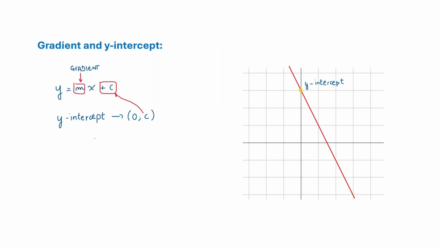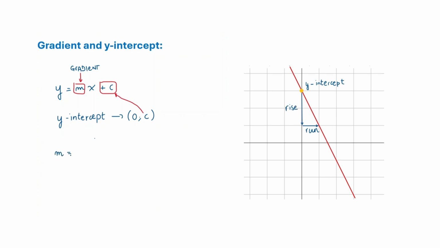M is the gradient. It is the coefficient of x. Again, when we identify m, we must take the sign as well. The gradient tells us how steep the line is, and it is defined as rise over run. The rise tells us how much we move vertically. If the rise is positive, we move upwards. If the rise is negative, we move downwards.